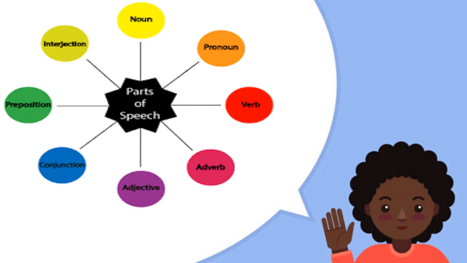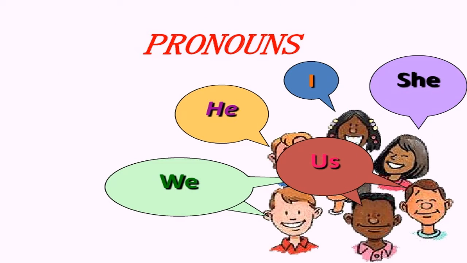Children, as we know, there are 8 parts of speech. That's noun, pronoun, verb, adverb, adjective, conjunction, preposition and interjection. So today we will learn about one of the parts of speech. So let's begin. When we talk about nouns, one thing comes to our mind, that's naming words. And when we talk about pronouns, the thing which comes to our mind is replacing words like I, she, he, we, us. So let's know more about this.